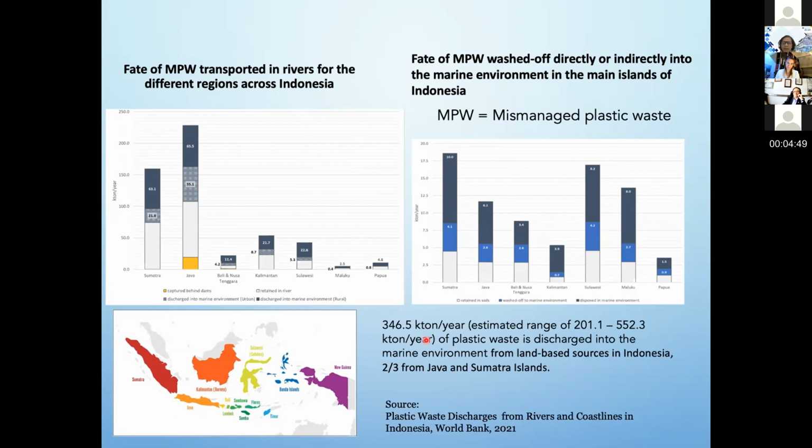And the estimation range is 346.5 kiloton per year of plastic discharge into the marine environment, and two thirds of it is from Java and Sumatra Island.